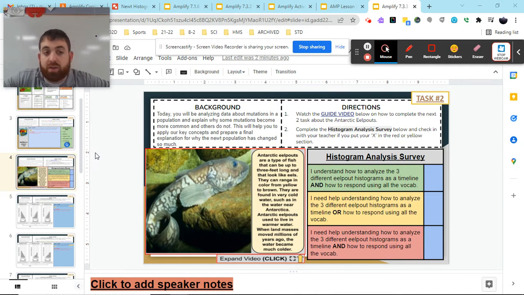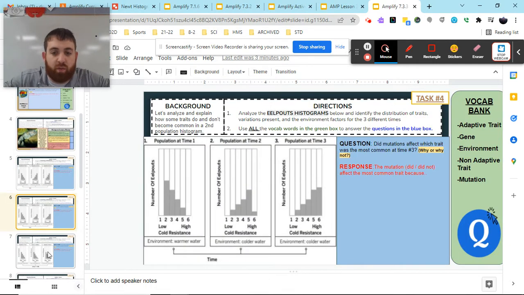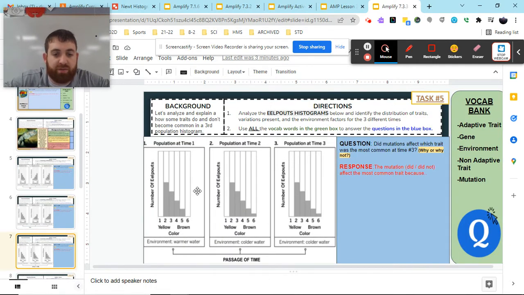And what we're going to look to do is analyze some different histograms about different populations of eelpouts to see did mutations become more common in others and kind of why that happened. So let's go ahead and take a look at the next set of tasks. In task 3, 4, and 5, you'll notice that you have a set of 3 histograms and a question we're looking to answer with our vocab words.